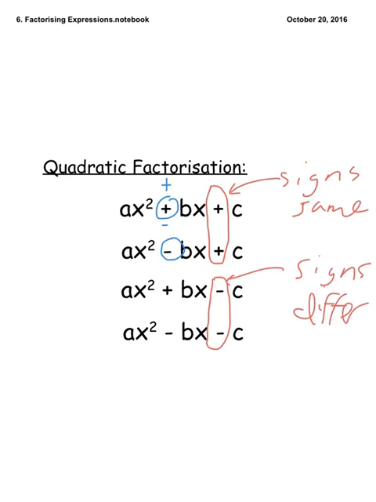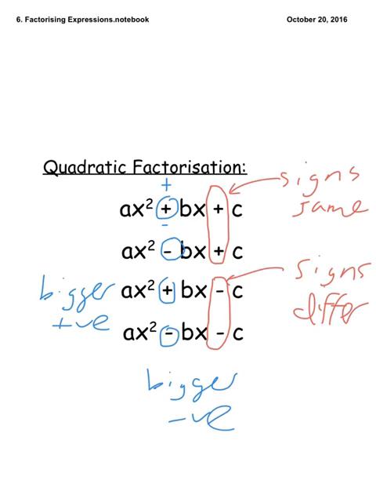Your signs differ. The plus in the first position tells you that the bigger one is positive. The minus in the second position tells you that the bigger one is negative. Bearing that in mind, we're going to have a go at a few examples now.